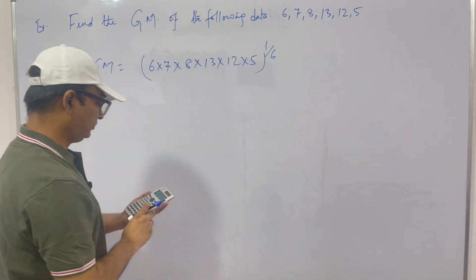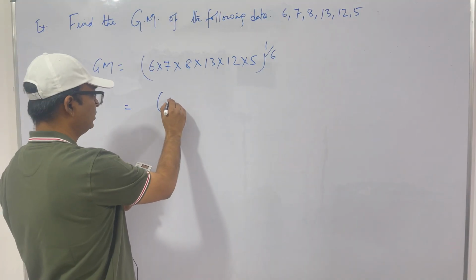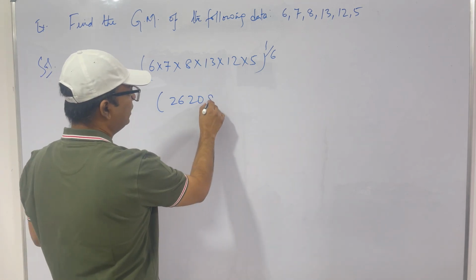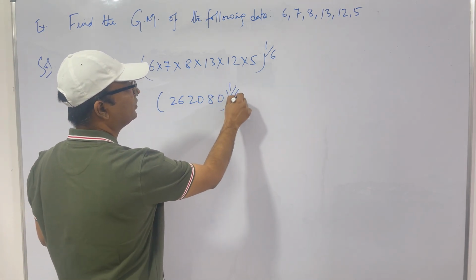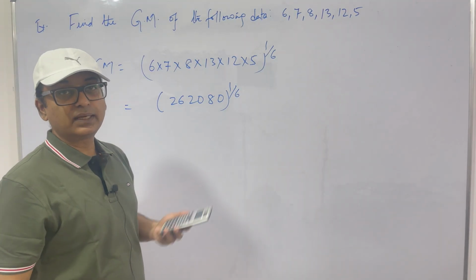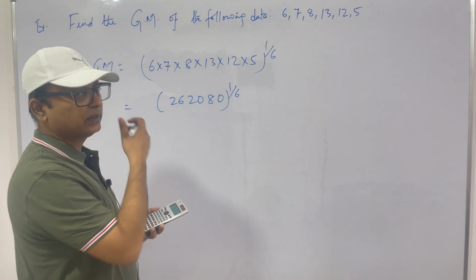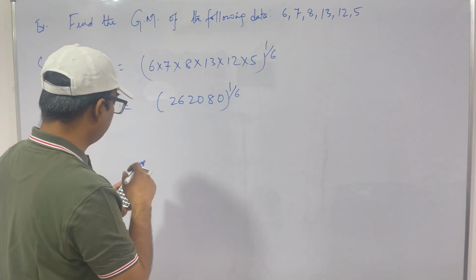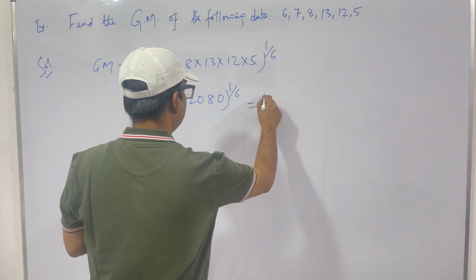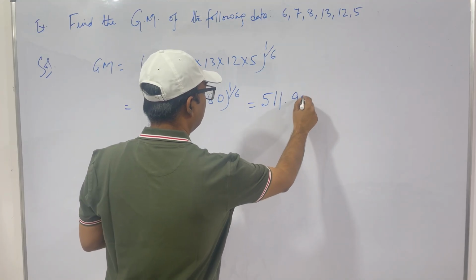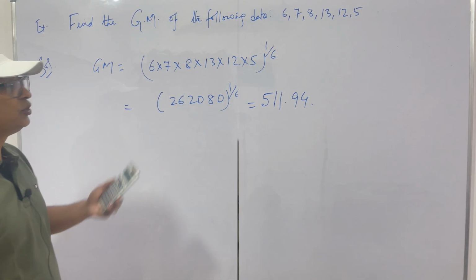So this comes to 262080 to the power 1 by 6. If you are an engineering student, you are allowed to use the calculator. If not, you must be provided with log tables. You can do it by log also. It comes to 511.94. So this is the geometric mean.